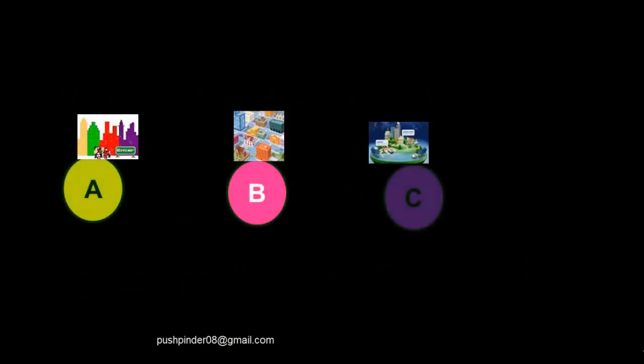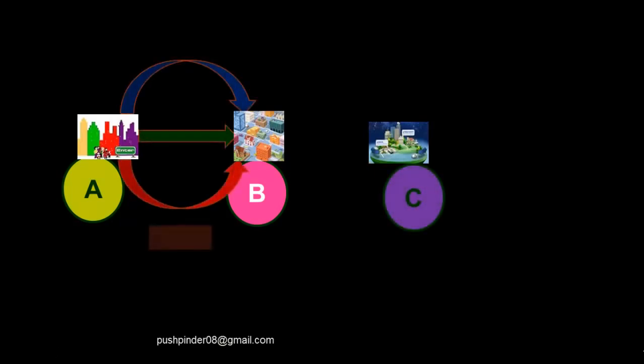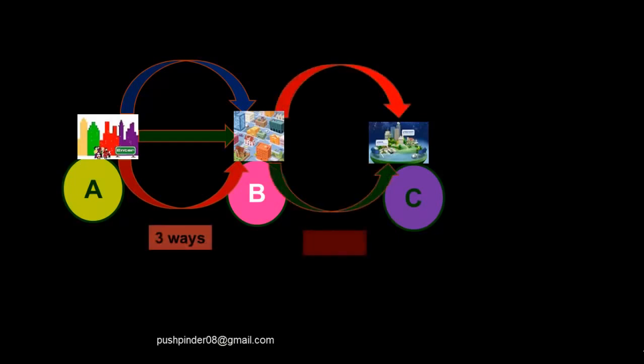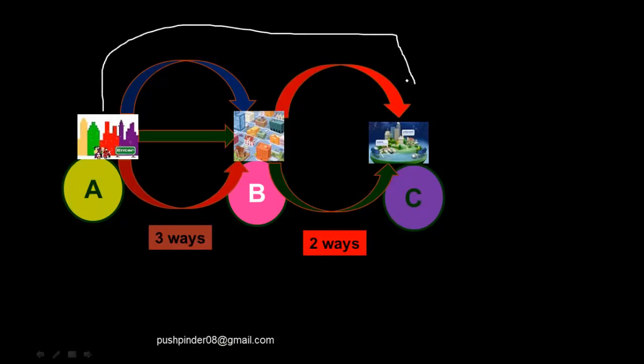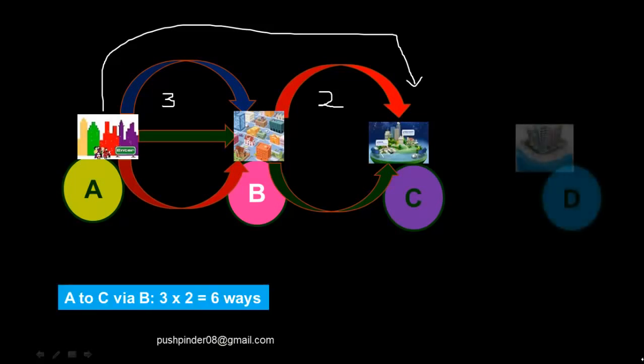So let's see the simple question. Let me say there are these 3 cities: city A, city B, and city C. The number of ways of going from city A to city B is 3. So there are 3 ways by which you can go from city A to city B. And similarly, there are 2 ways by which you can go from city B to city C. Now if I ask you how many ways there are to go from city A to city C via B, so you have to go through B. There are 3 ways here and 2 ways here. The total number of ways would be 3 into 2, because you have to go through B. So 3 into 2, that is 6 ways.